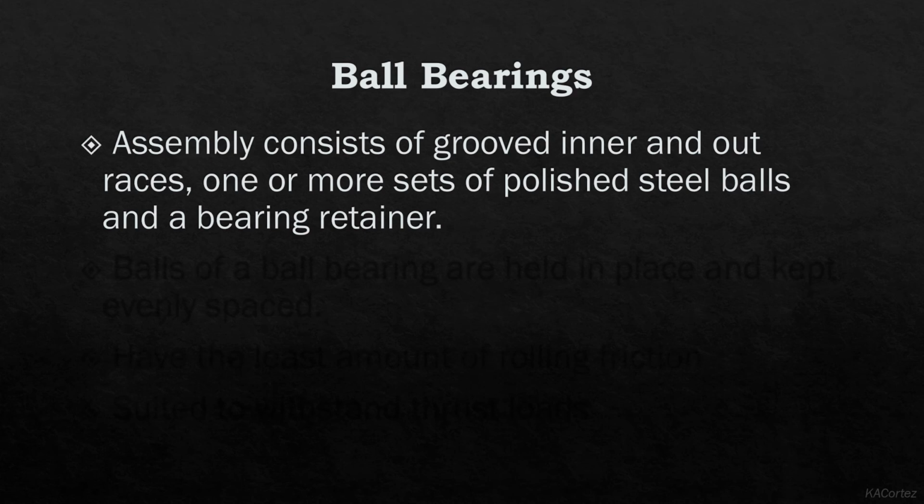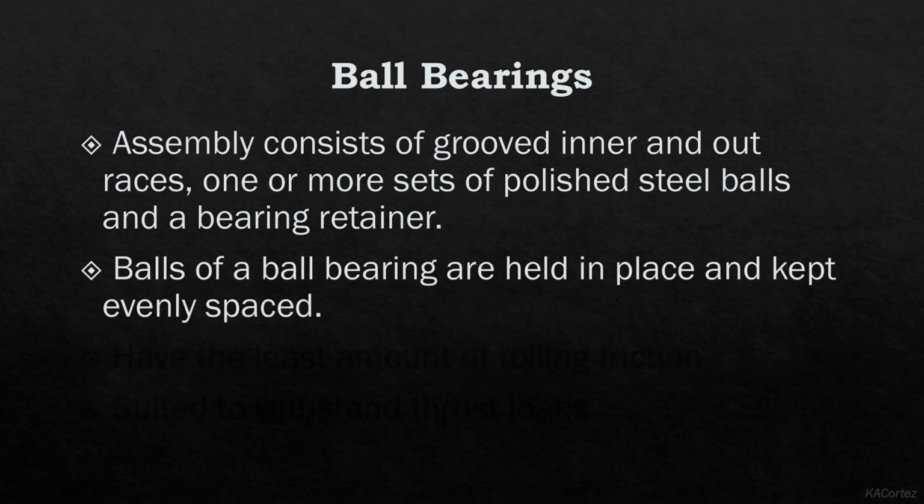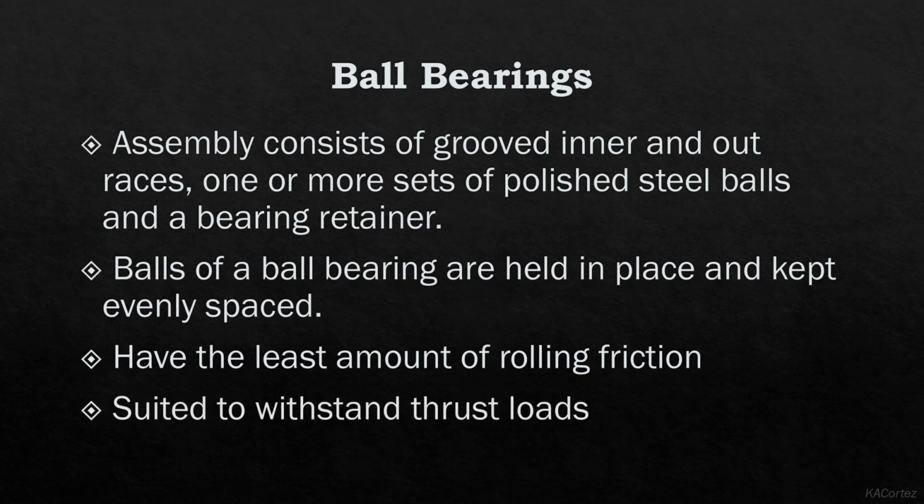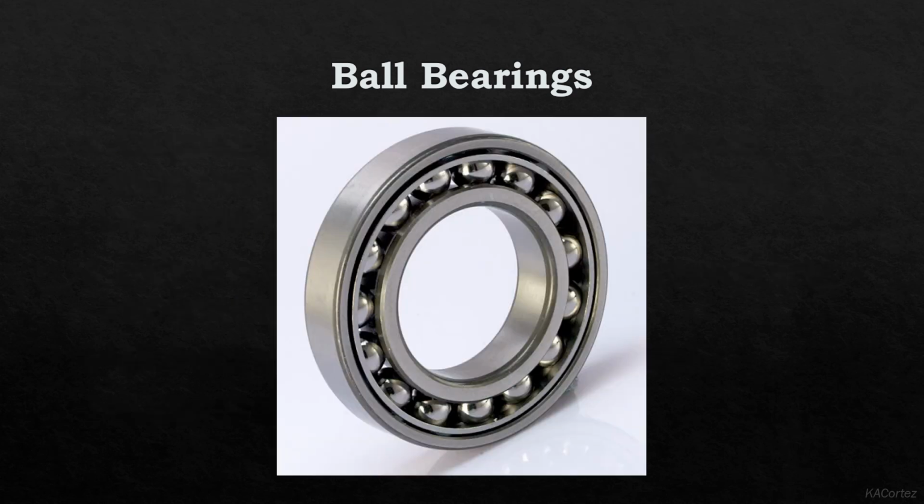A ball bearing assembly consists of grooved inner and outer races, which have one or more sets of polished steel balls and a bearing retainer. The balls of a ball bearing are held in place and kept evenly spaced by the bearing retainer, while the inner and the outer bearing races provide a smooth surface for the balls to roll over. Ball bearings have the least amount of rolling friction. They are also suited to withstand thrust loads. Ball bearings.